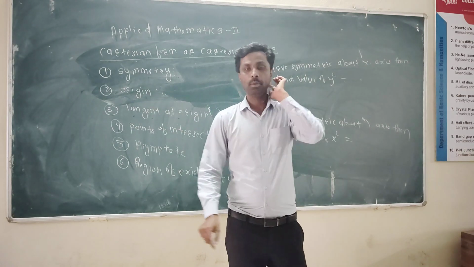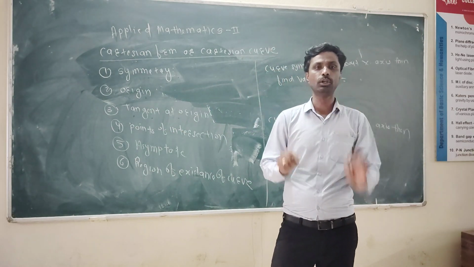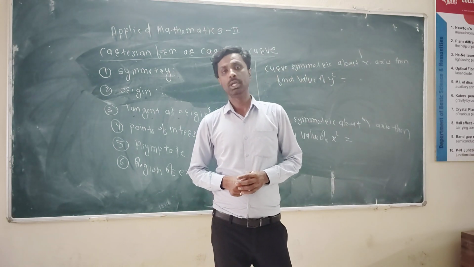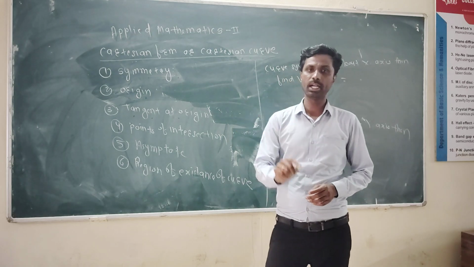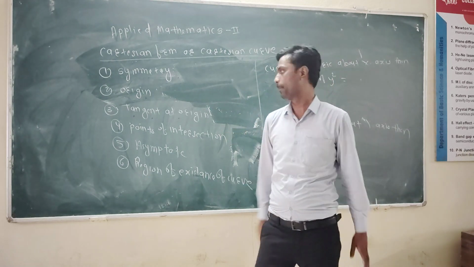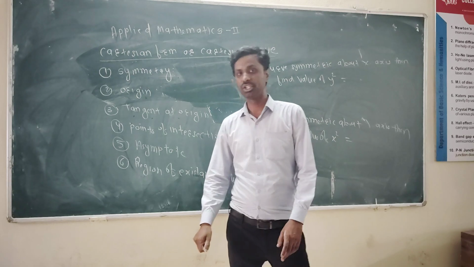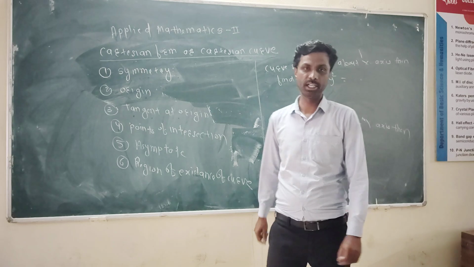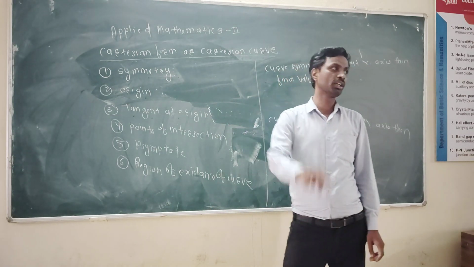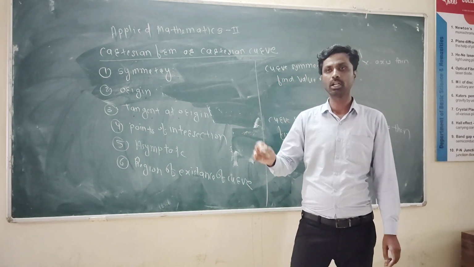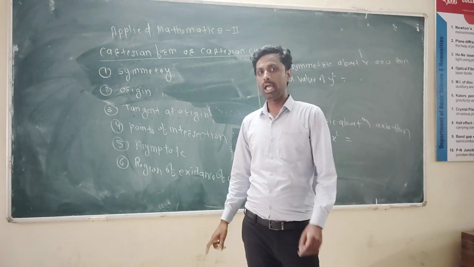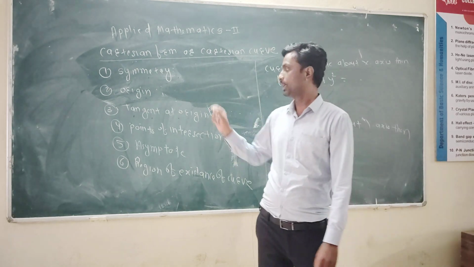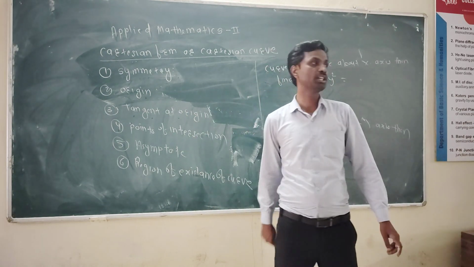Next point is origin. Put x is equal to 0, y is equal to 0. If you are getting 0 is equal to 0, then the curve passes through the origin. If 0 is equal to non-zero, in that case, the curve does not pass through the origin. Third point, tangent at origin. If the curve passes through the origin, then you can think about the tangent at the origin. From the equation of the curve, just take the lowest degree term equal to 0 and find whatever value of x or y you are getting, then these are the tangents at the origin.